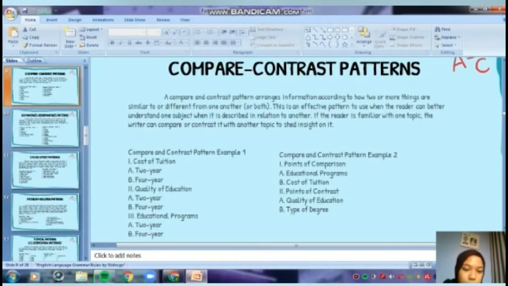Compare and contrast patterns example 2. Number 1. Points of comparison. A. Educational programs. B. Cost of tuition. 2. Points of contrast. A. Quality of education. B. Types of degree.